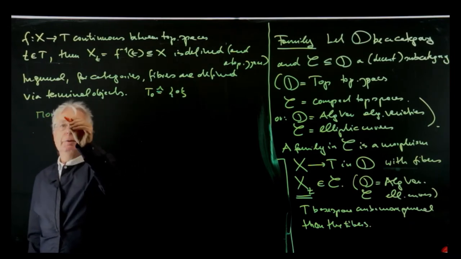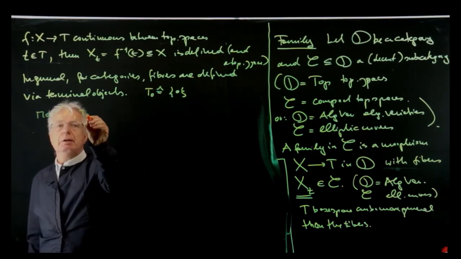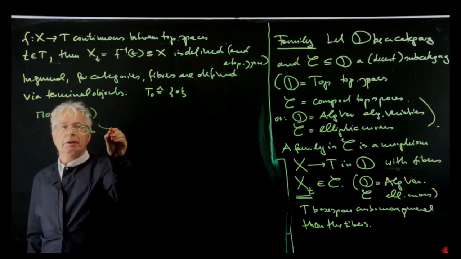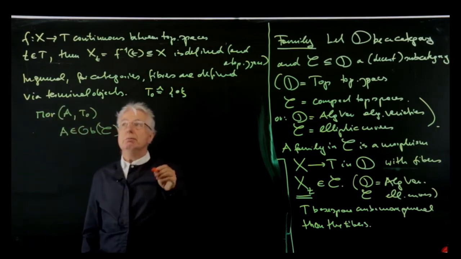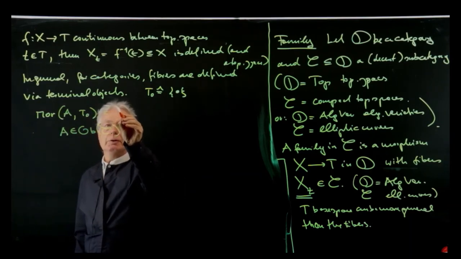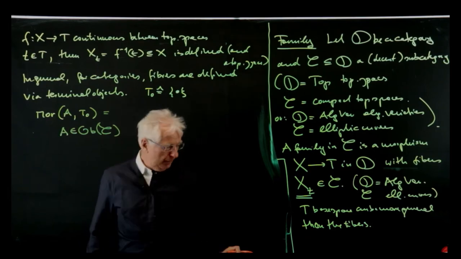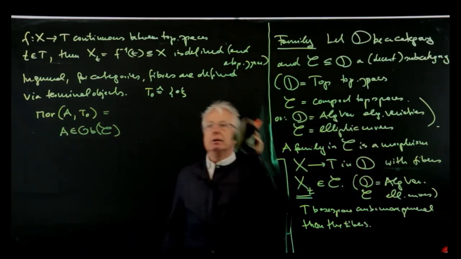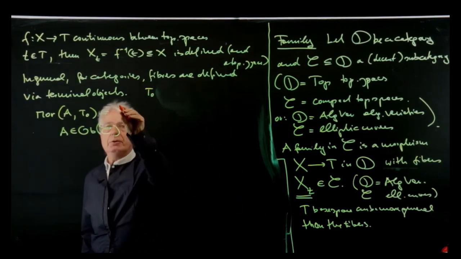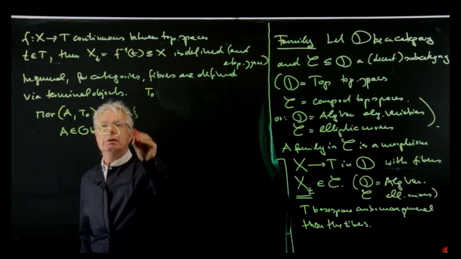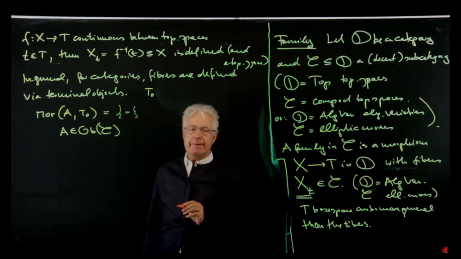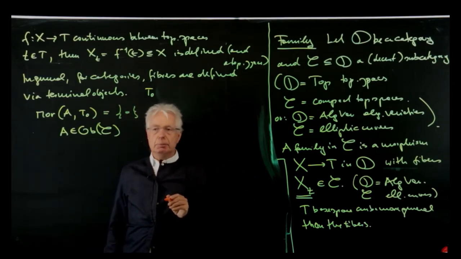The morphisms from any element A, an object in our category C or D, to the terminal object: this is again just one point. Maybe this is a little bit misleading to write here. Maybe I erase this, but there's just one possible map to this terminal object. Okay. And then you need fiber products.